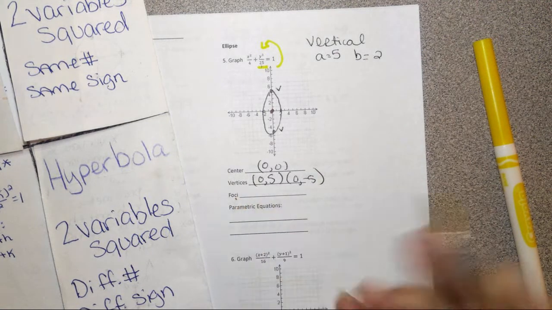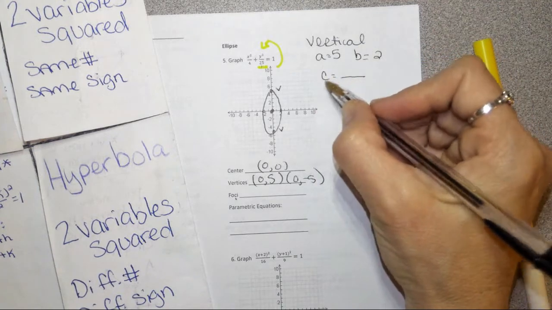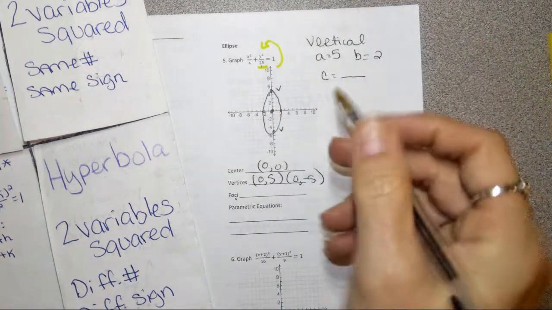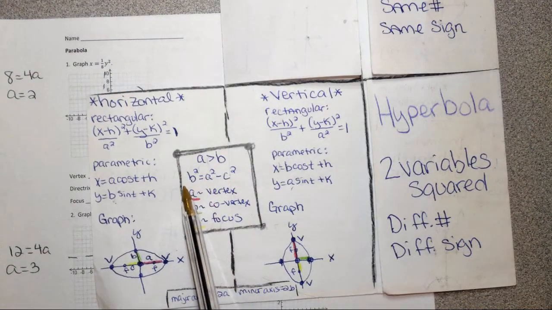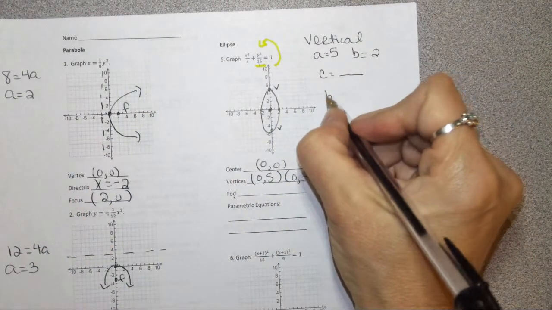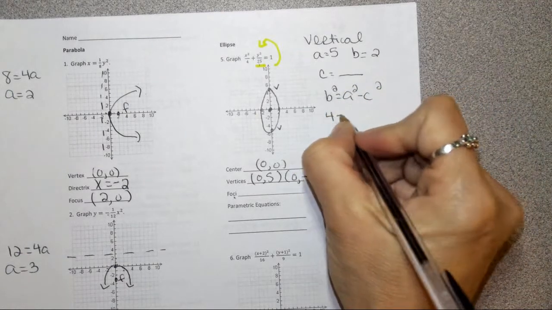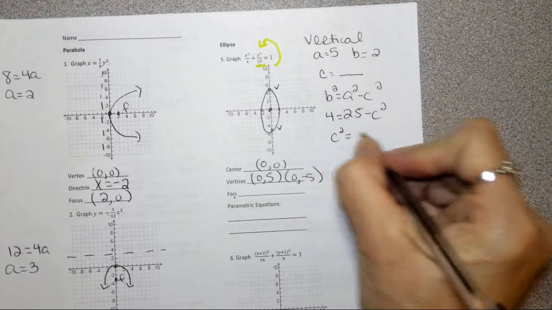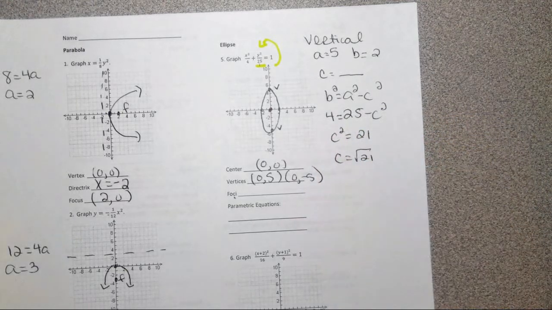The other thing they asked me for right here is the focus. In order to find the focus, I have to know C, and I'm going to go C distance vertically because it goes the same direction as your vertices. So to find C, I go back to my foldable, and it says b squared equals a squared minus c squared. So 4 equals 25 minus c squared. So c squared equals 21. So c equals the square root of 21.